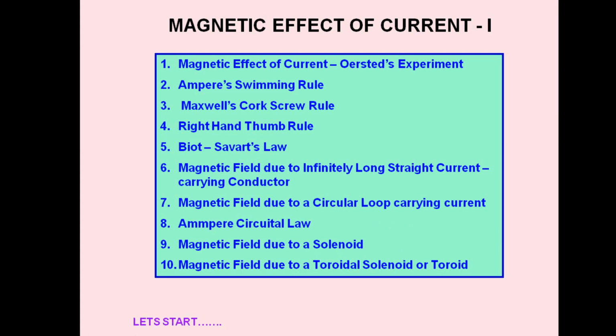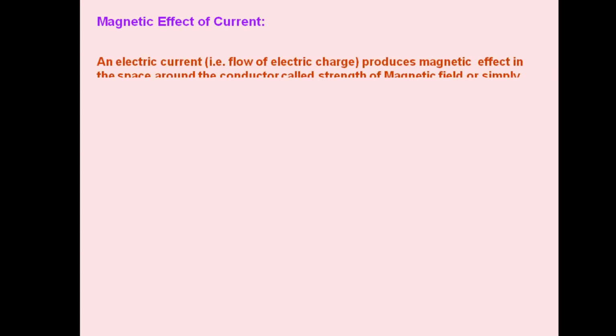So let's start this. The first concept, magnetic effect. First of all, we should know what is the magnetic field. We have already studied in class 10th that if we have a magnet, then it has a certain space around it in which it exerts force on other magnets. That is known as magnetic field, and its strength we denote with the symbol capital B.